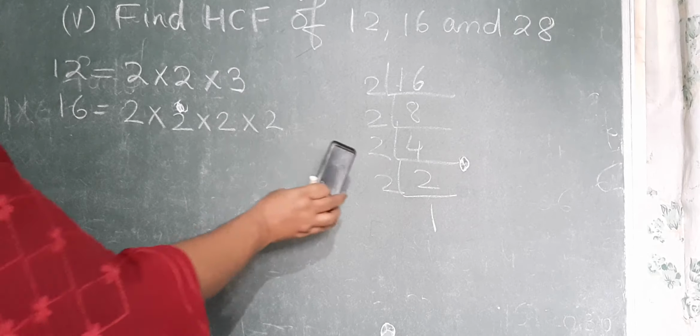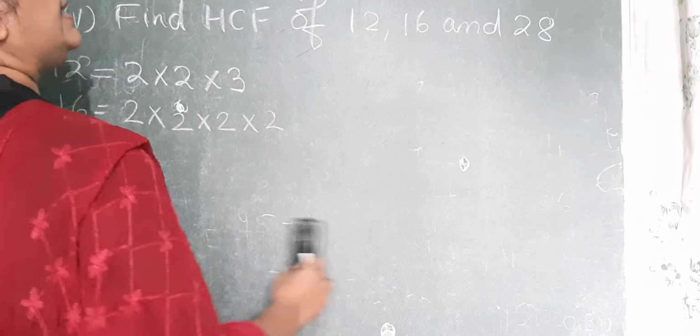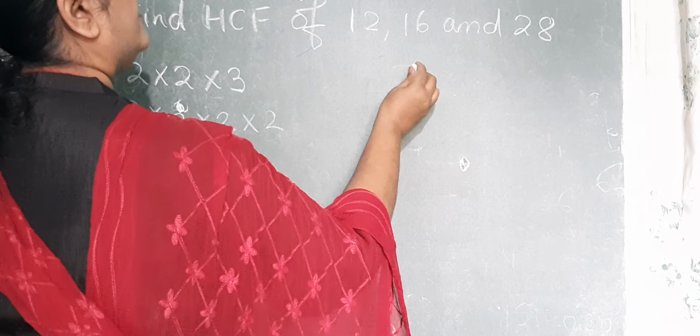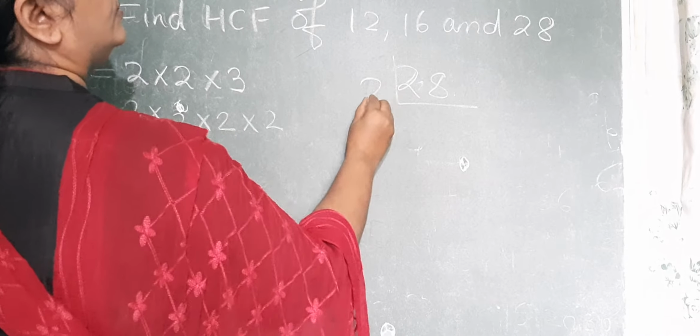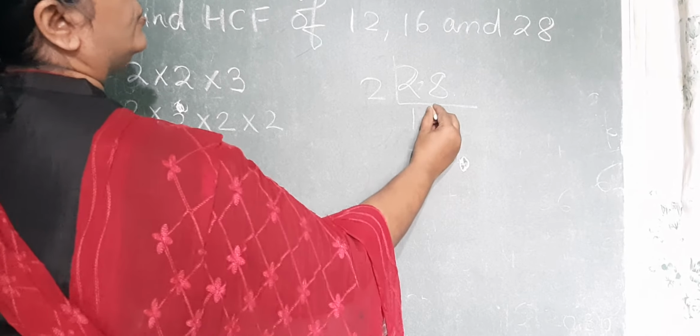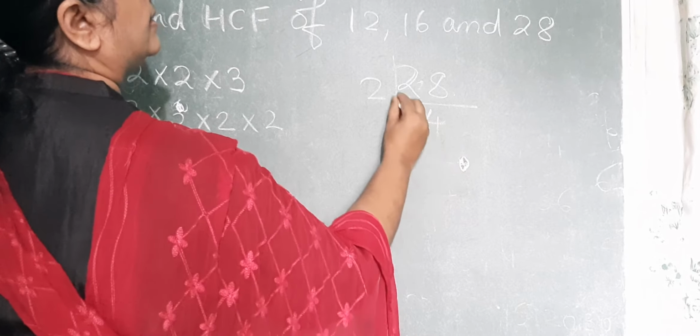Okay. The next is 28. So I will factorize 28 in the similar way. I will split it into its prime factors. So we take 2. So 2 ones are 2. 2 fours are 8. 2 sevens are 14. And now 7 is a prime number. So we can write 7 ones are 7. So I'll write 28 is equal to 2 into 2 into 7.